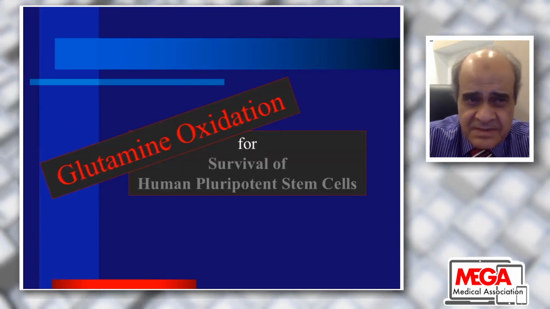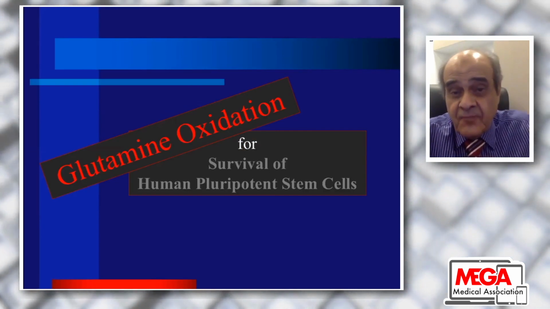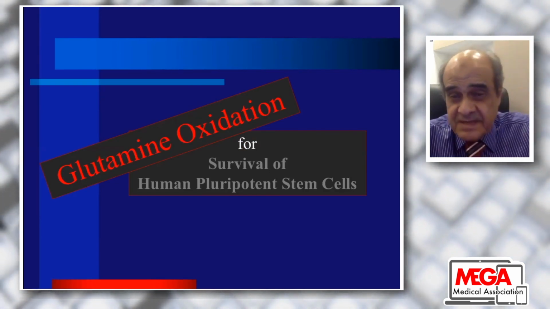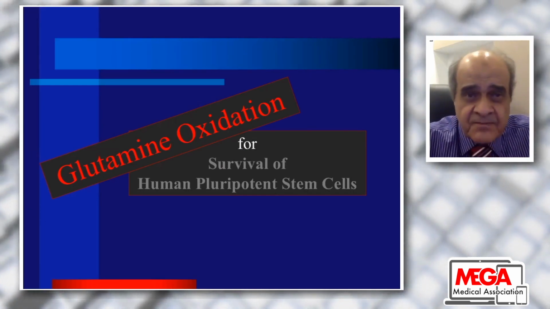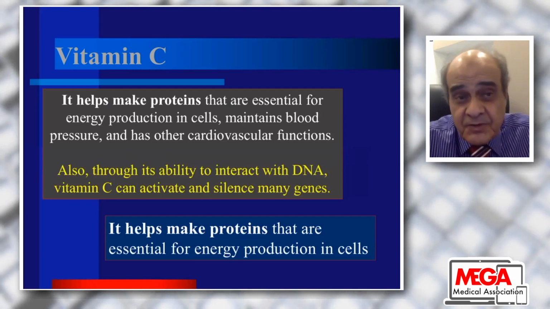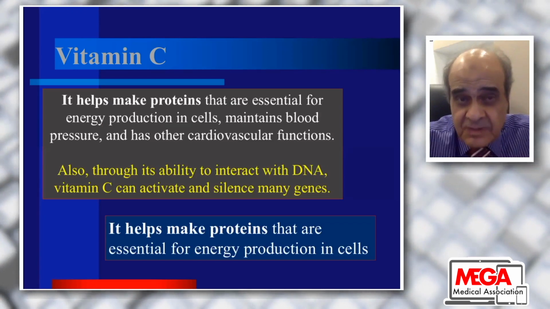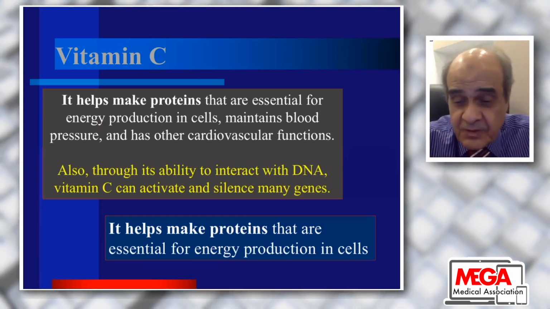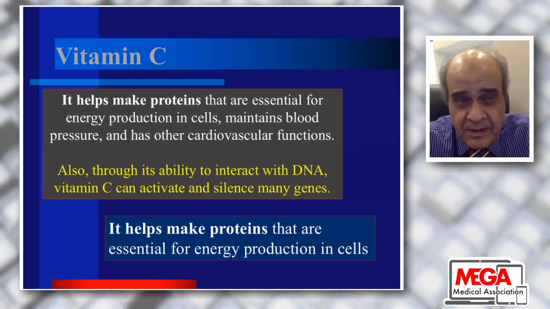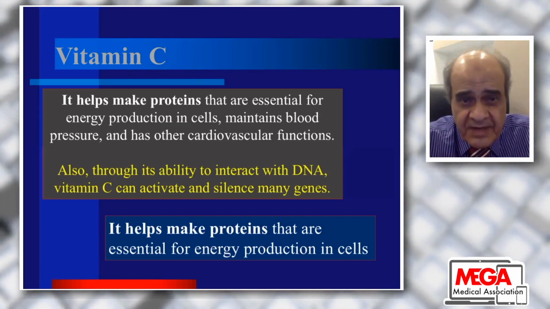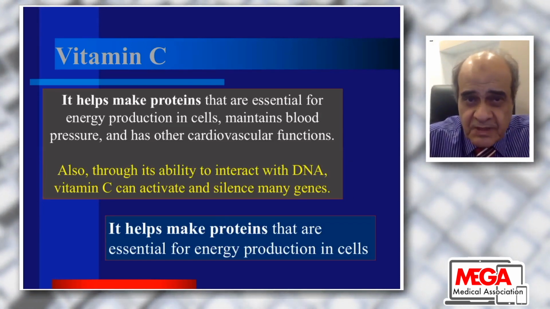And in some diseases, glutamine oxidation is very important for the survival of human pluripotent stem cells, which are a source of other cells: ectoderm, endoderm, and mesoderm cells. Also, vitamin C is very important, even for vasopressors. As you know, it is a cofactor important for tyrosine hydroxylase, which converts to dopamine, norepinephrine, and epinephrine. It also helps to make proteins.